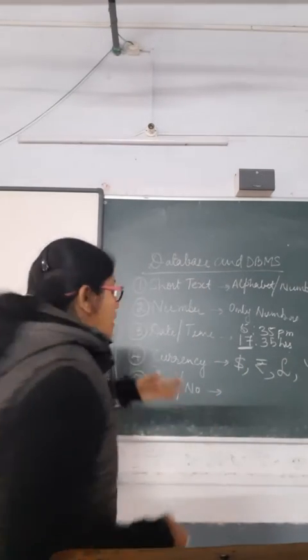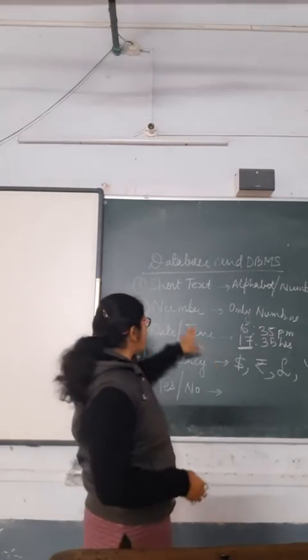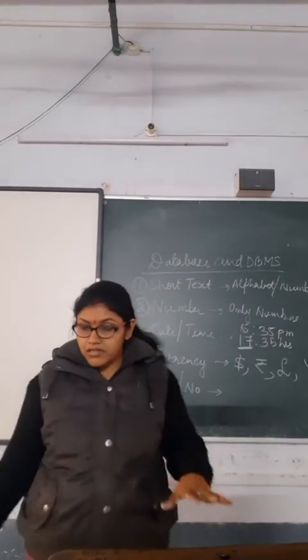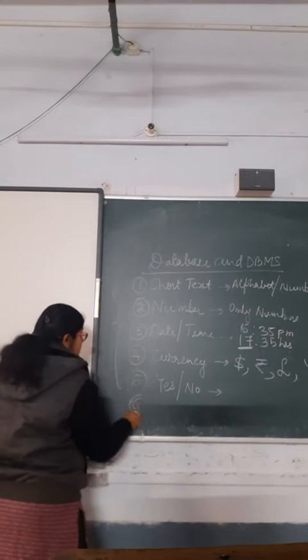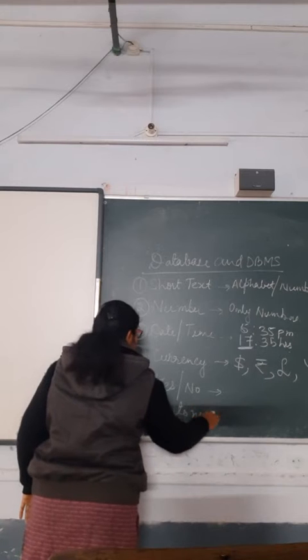Okay, short text we use for alphabets and numbers also. Number is used when only numbers are used. Okay, one thing I think is missing. Yeah, one more thing is that the 6th point is auto number. Sorry, I missed out this.